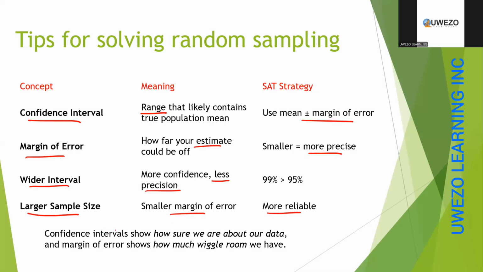So ultimately, the confidence interval tells us how sure we are about our data, and margin of error just tells us the wiggle room we have. So finally, one is range and one is probability. Please be careful while solving sampling questions. It's easy, but you need to think properly.